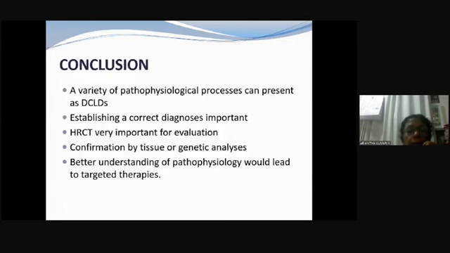Next one. So to conclude, a variety of pathophysiological processes can present as diffuse cystic lung diseases, and establishing a correct diagnosis is very important, because in some of these conditions, at least, we may be using some medications which can cause side effects. HRCT is a very important evaluation tool, and confirmation is done by tissue or genetic analysis. A better understanding of the pathophysiology would definitely lead to the development of targeted therapies which can improve the quality of life of these patients. Thank you.